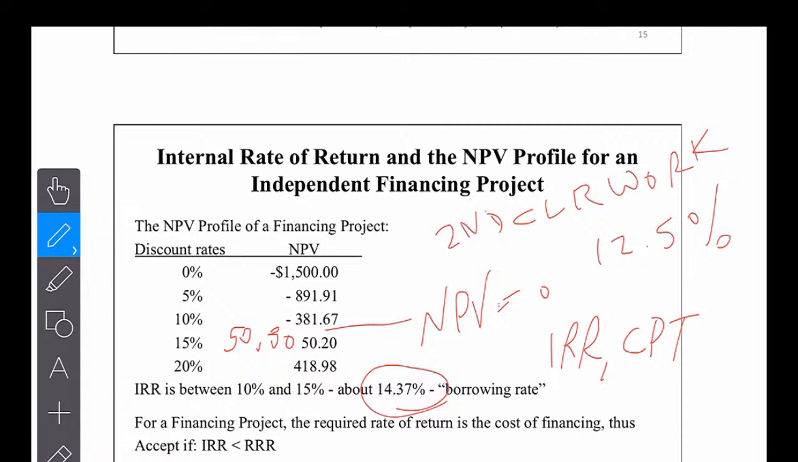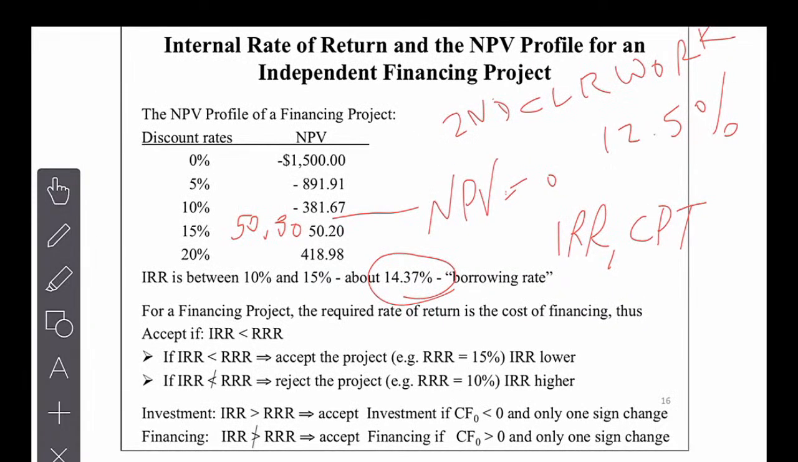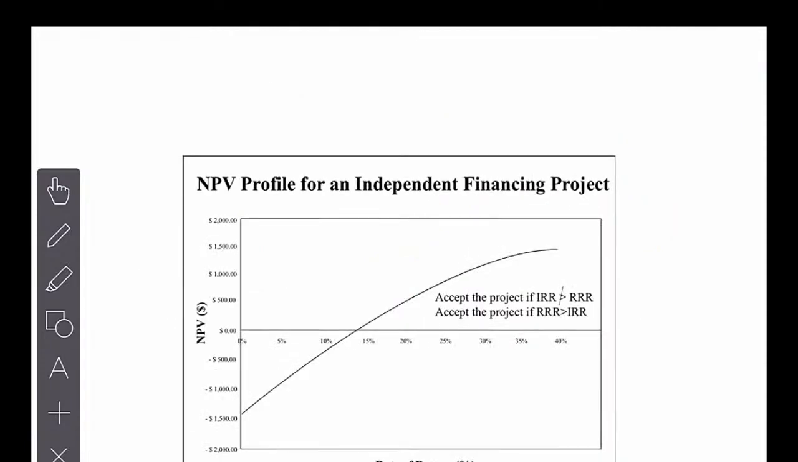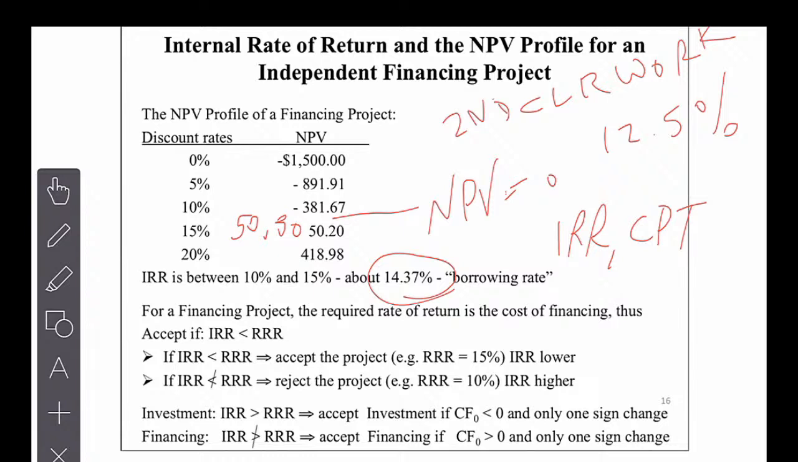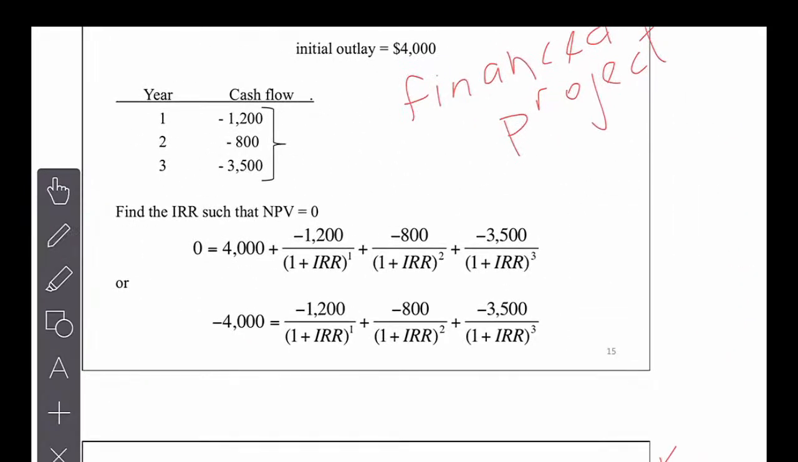Okay, great. Very good. Okay, so how do we interpret? So we got the number. What do we do with it? This is a financing project. This is a financed project. This means that, notice, well, if you look at the NPV profile now, it's going negative to positive. It's going up. Why is it going up? Because of the way the cash flows are. The first one is a positive and the next are negative.